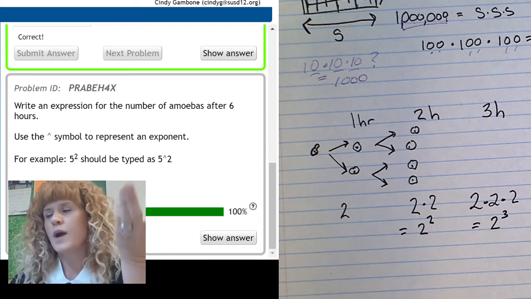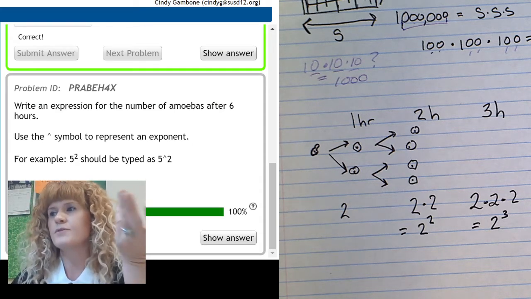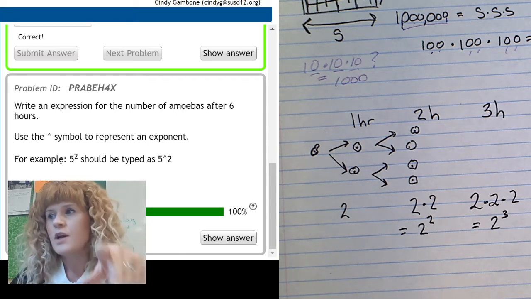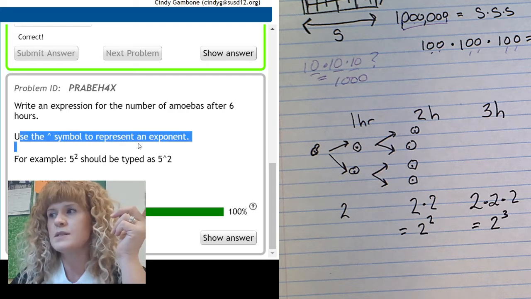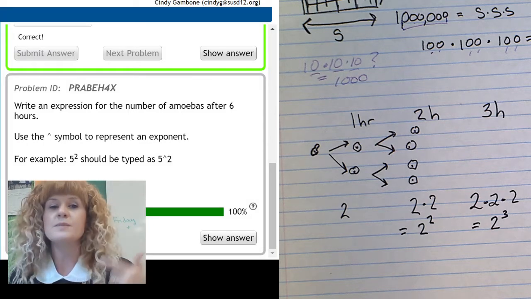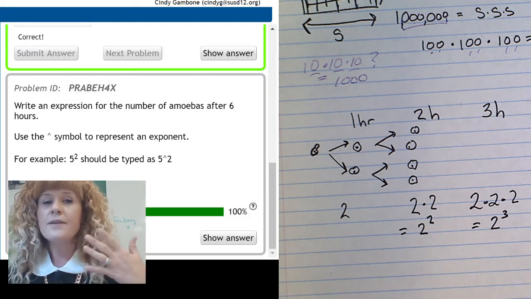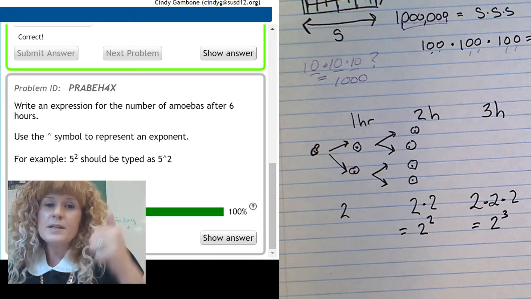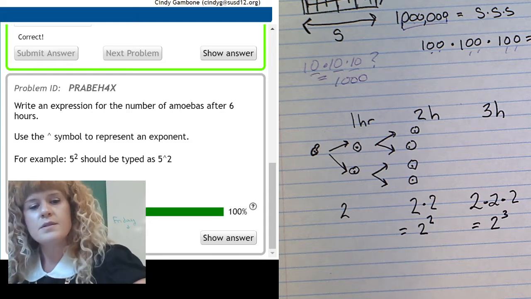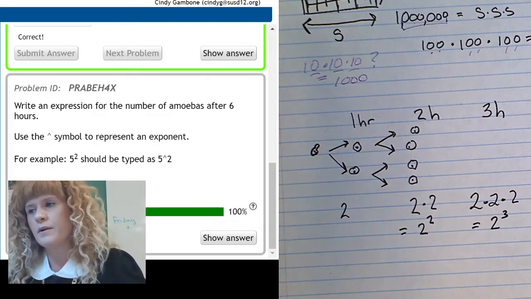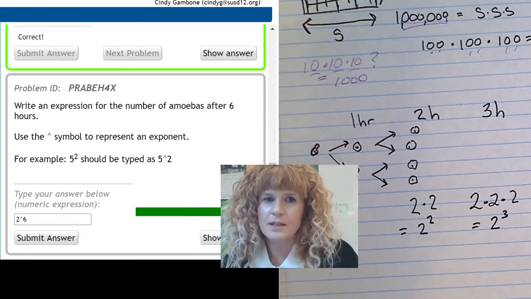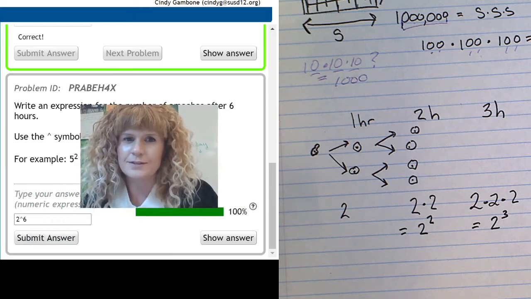Then it says, write an expression for the number of amoebas after 6 hours. When it says write an expression, you're not going to give the exact number. You're going to use the caret symbol to represent an exponent. Write an expression in exponential notation. After 6 hours, that would be 2 times 2 times 2 times 2 times 2 times 2. So 2 to the 6th power. Type it in using the caret button. Ding! Can you see it?